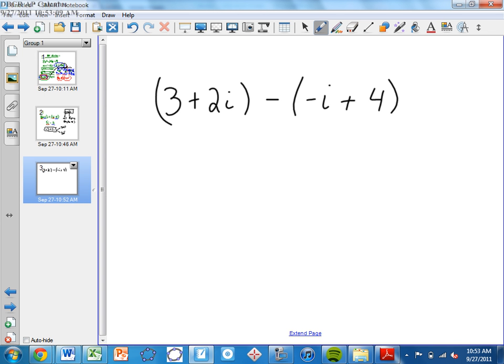The first part of the number is in regular form, and the other one is backwards. Notice the i appears as the second part here and as the first part here. So just be careful. Don't combine your 2i and the 4. That's the common mistake here. Students will try and combine this value and this value. These two values here do not line up. So what we're doing is 3 minus 4, which is negative 1.